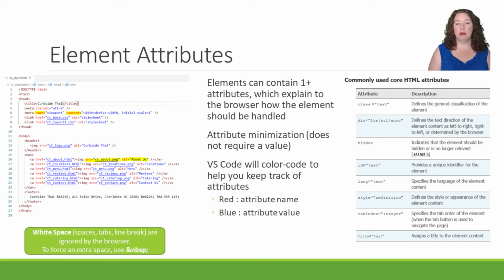Now, VS Code does this really cool thing where it color codes your attributes. So in the VS Code that I have up on the screen right now, the red is the attribute name and the blue is the attribute value, in this case because they're strings.